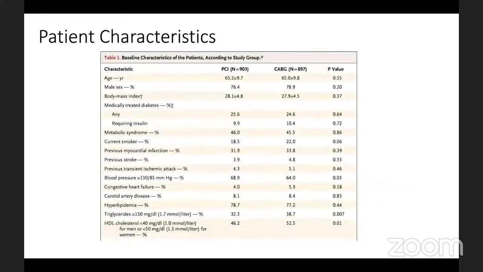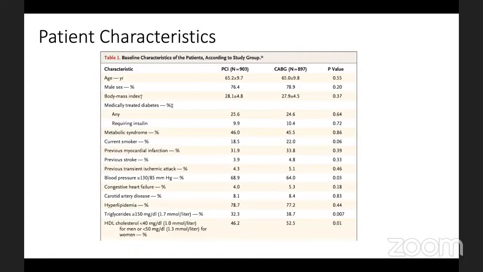This is one of the most important things to look at in any trial: you have to look at the patient characteristics. Anybody want to comment from the table? What do you think? How balanced are the patients between the two groups? Those who read the article. So overall, there seems to be balance between both groups, PCI and CABG.